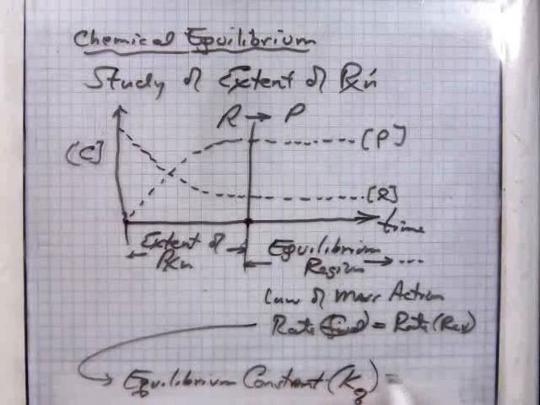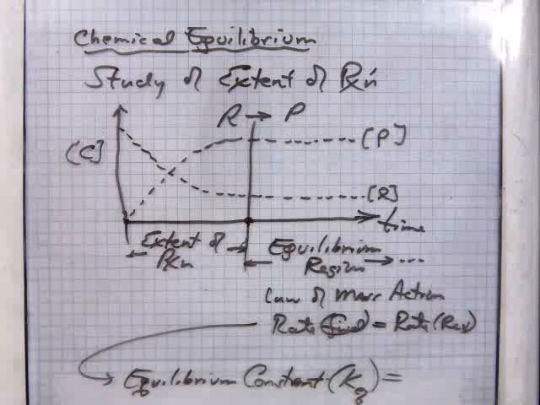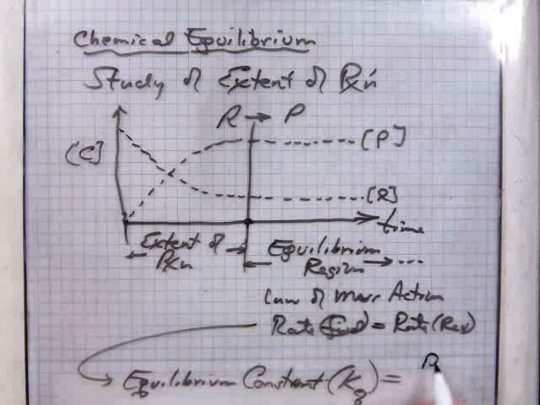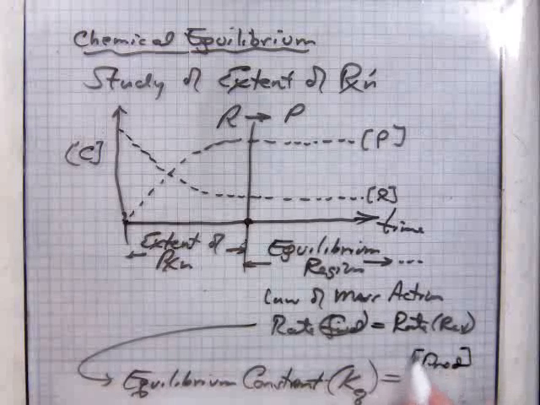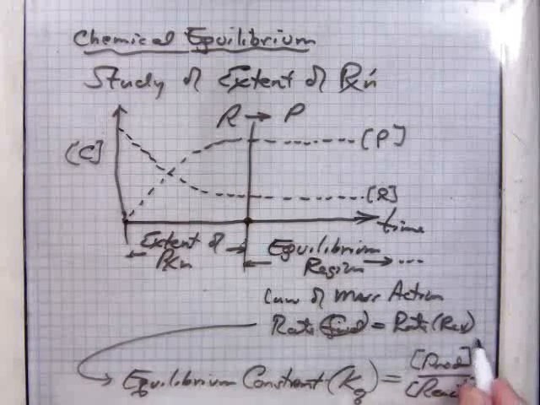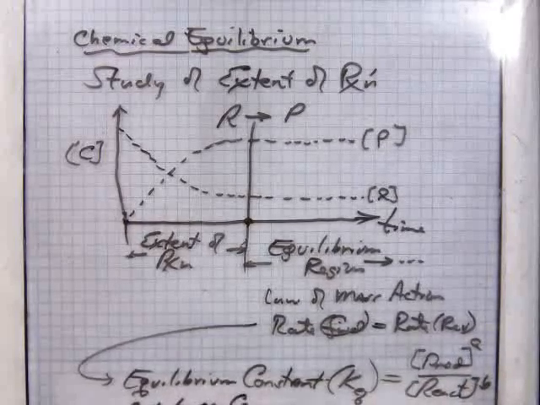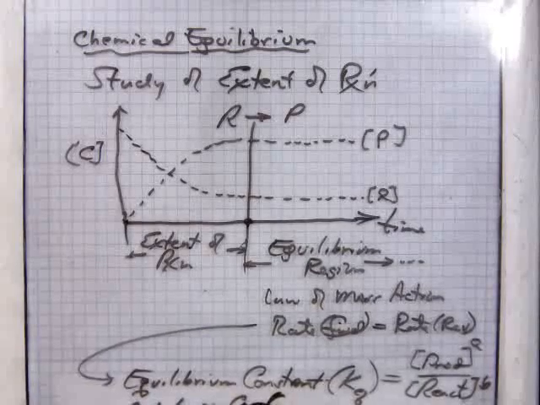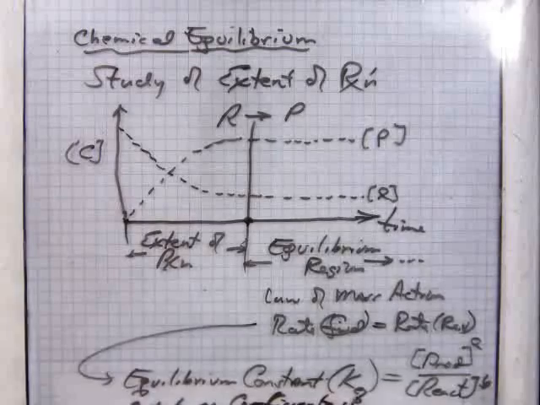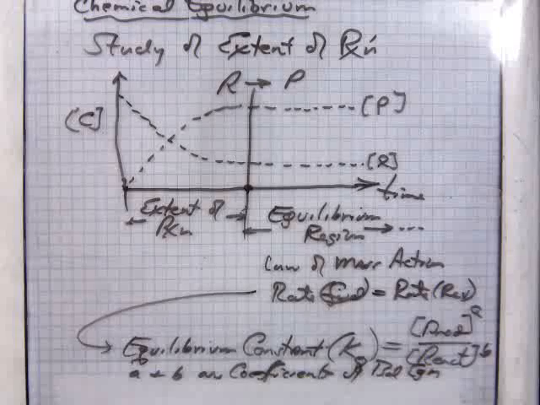KEQ, which is defined by the product of the concentration of the products divided by the product of the concentration of the reactants. So essentially you just think products over reactants raised to the coefficient powers, where A and B are coefficients of the balanced equation. And so this is what kind of started us off yesterday.